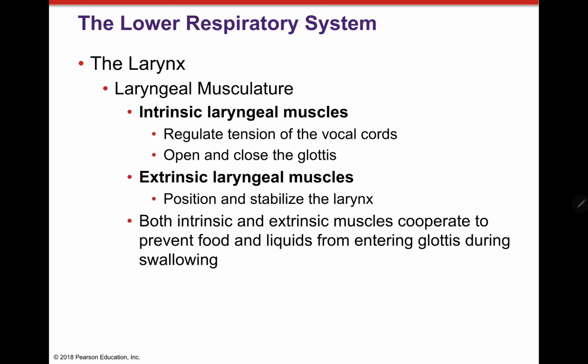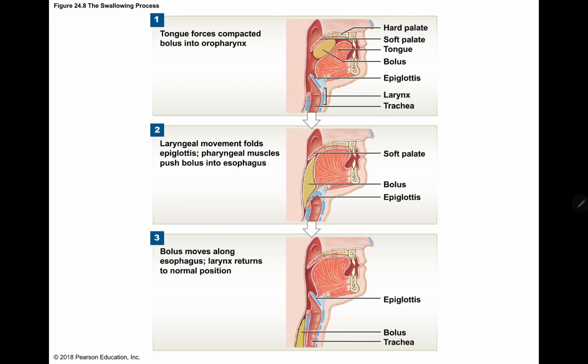So when we're looking at those intrinsic laryngeal muscles, they're going to be able to regulate the tension of the vocal cords, and thus open and close the glottis. Whereas those extrinsic laryngeal muscles, they're going to help to position and stabilize the larynx. But both of them are going to cooperate to prevent food and liquid from entering that glottis during swallowing. Okay, and this gives you the process of swallowing.